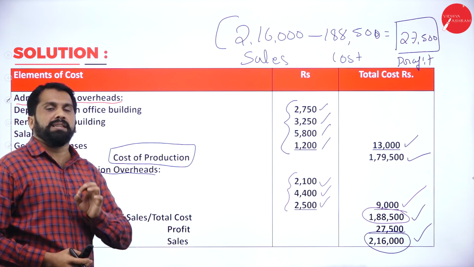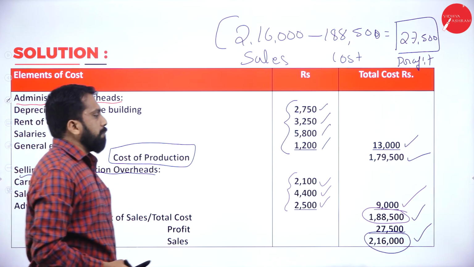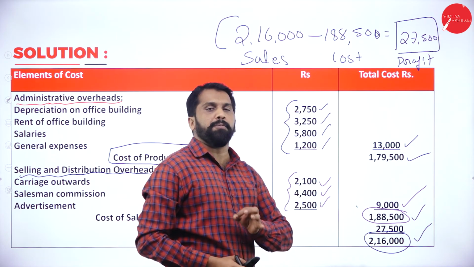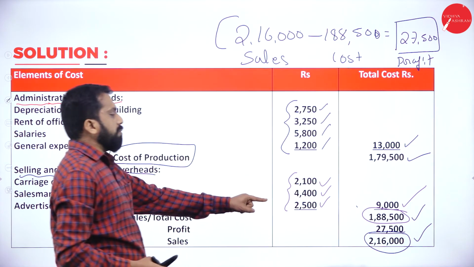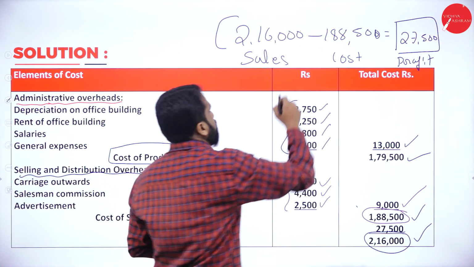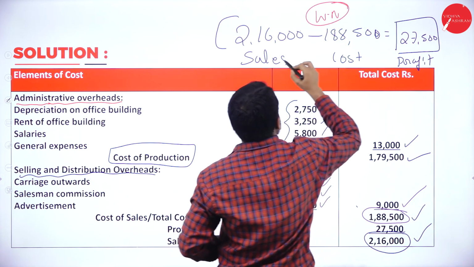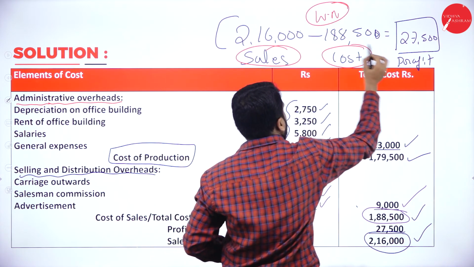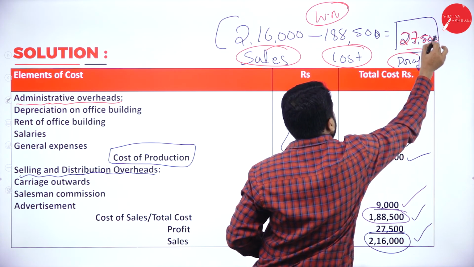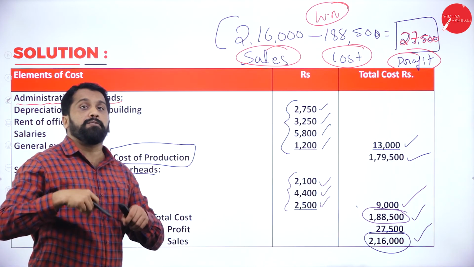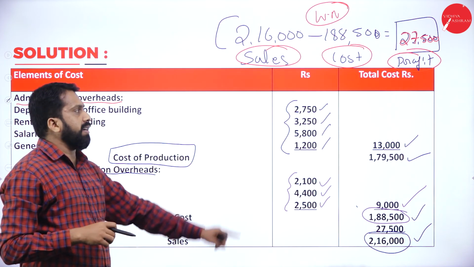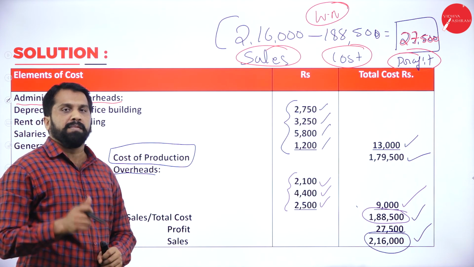If sales and cost are given, profit will be the difference. If profit is also given and sales is not given, cost plus profit is your sales. Hope you are clear. Yes? How did you get 27,500? That is a working note. Remember, this is your sales, this is your cost, this is your profit. Profit we calculated, 27,500. Don't look for 27,500 in the question. We calculated it. It is a balancing figure. Clear?